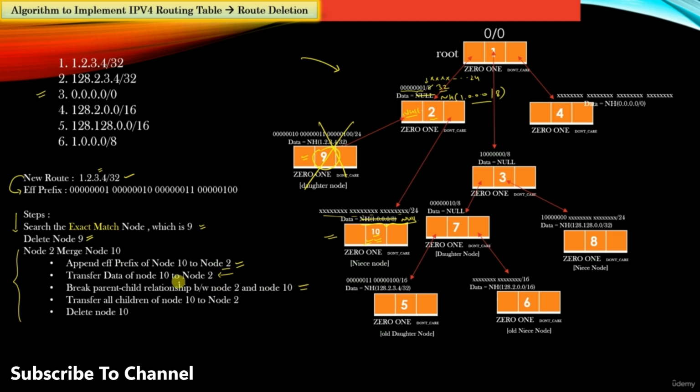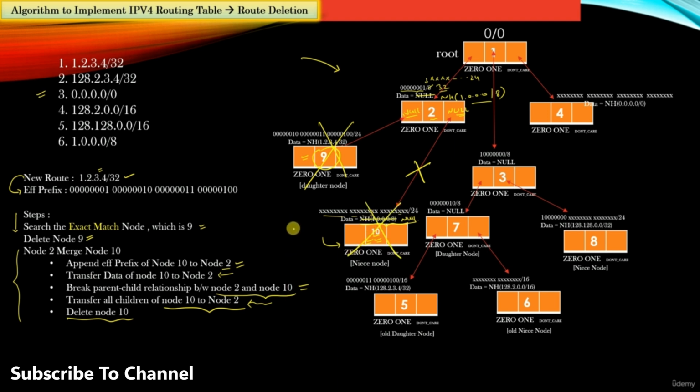Then the next step says to break the parent-child relationship between the node 2 and the node 10. That is, this linkage is going to be broken. So node 2's don't care child would become null. All right, and the next step says to transfer all the children of the node 10 to the node 2. In this case, the node 10 is a leaf node. It does not have any children. Therefore, there will be no transfer of any children of the node 10 to the node 2. But if node 10 had any children, then they would have been moved as children to the node 2. And finally, delete the node 10 as well.